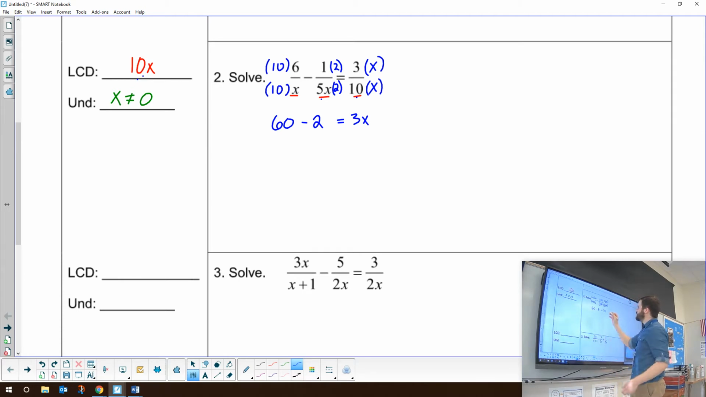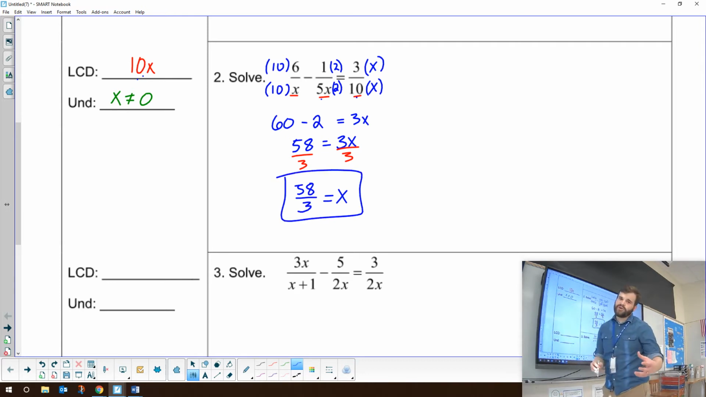All right, now 60 minus 2 is 58. So we have 58 equals 3x. Then to solve, we just need to divide both sides by 3, and we're going to get x equals 58 over 3. Don't let fraction answers freak you out on this, okay? Fraction answers are not scary. So we have just x equals, that kind of looks like a 3 there, but that's a 5. 58 over 3 equals x. That does not match my undefined, so it is a true answer.